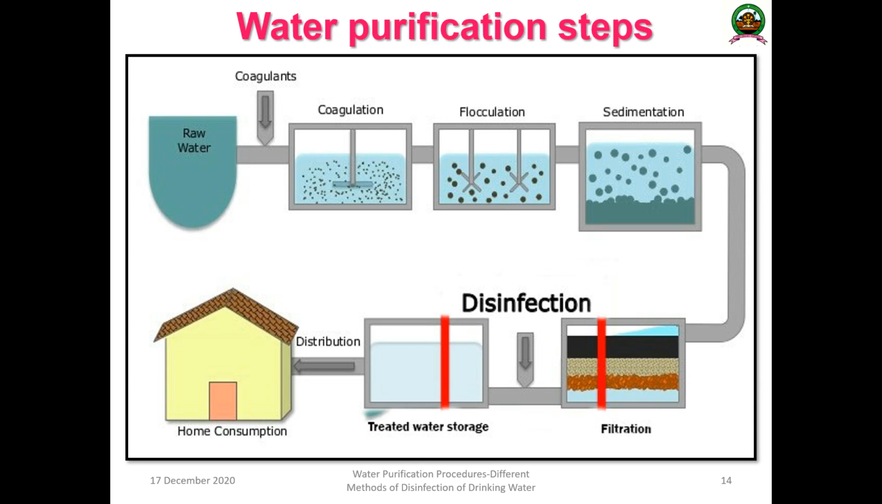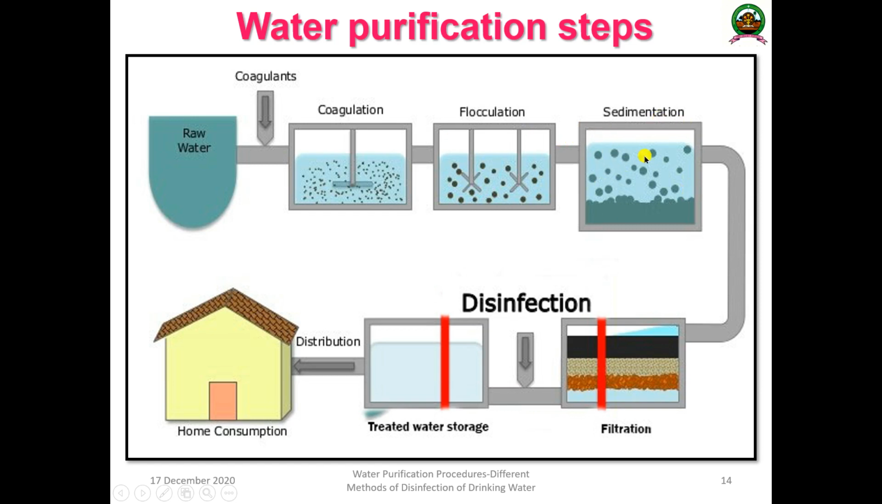So these are the major overview of the water purification steps. Here you can see the raw water. We'll add the coagulants. There you can see the coagulation tank, as I said. Then it will go to the flocculation tank, where the flocs will be produced. Once the flocs have settled, the water will be transferred to the sedimentation tank.